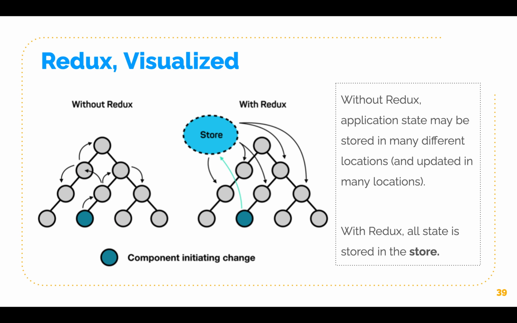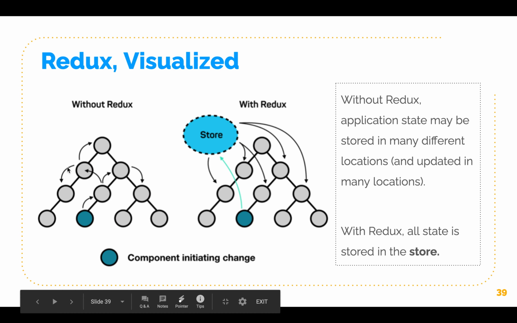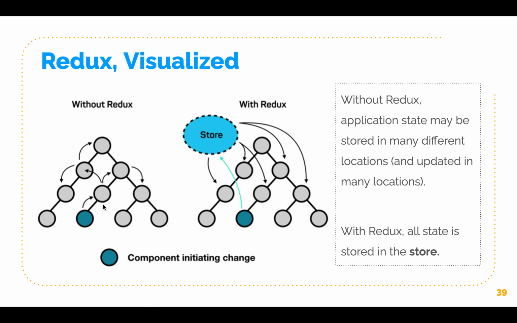So here's what Redux looks like. Without Redux, you might have something that looks like this on the left, where you have different components that are holding state in some manner, and they're passing state through navigation props, or they're passing it through getters and setters that are being threaded through components.